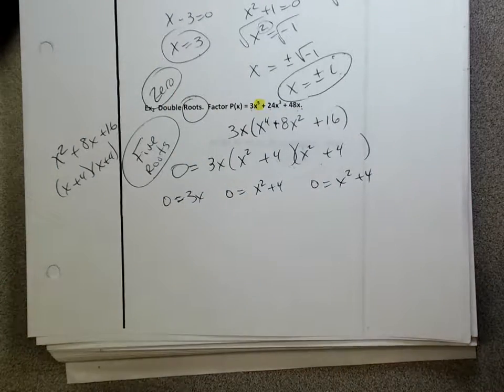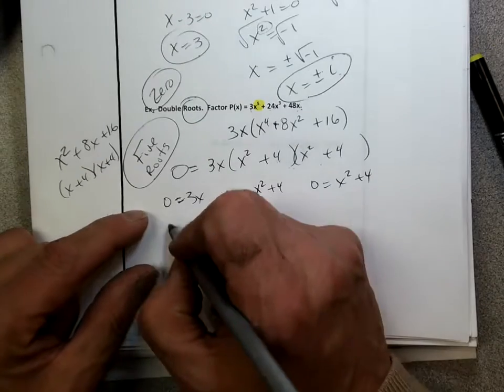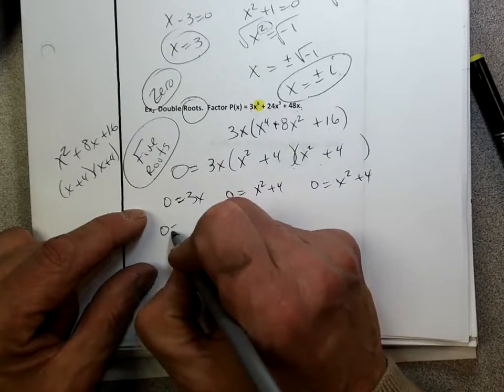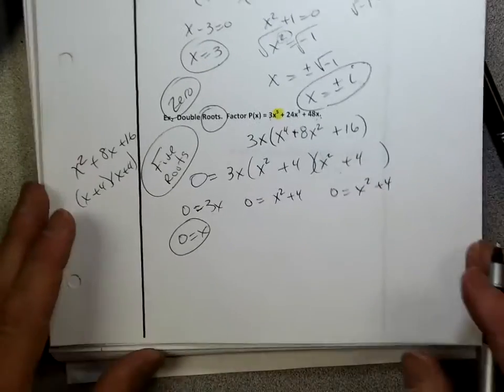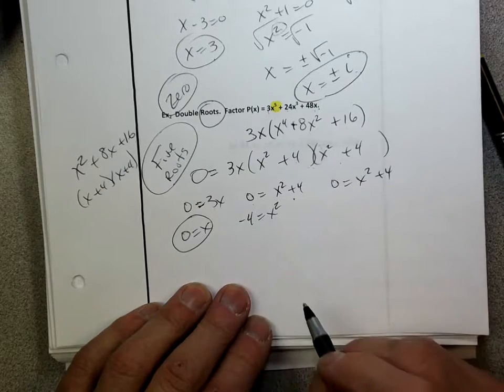Some of them might be the same. That's okay. I just need 5. So the first one, divide by 3, divide by 3. 0 divided by 3 is 0. So one of my roots is 0. Second one, let's go minus 4. Minus 4 equals x squared.